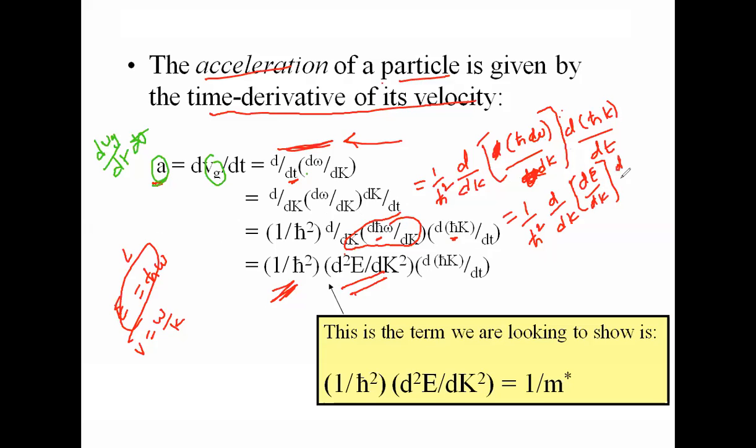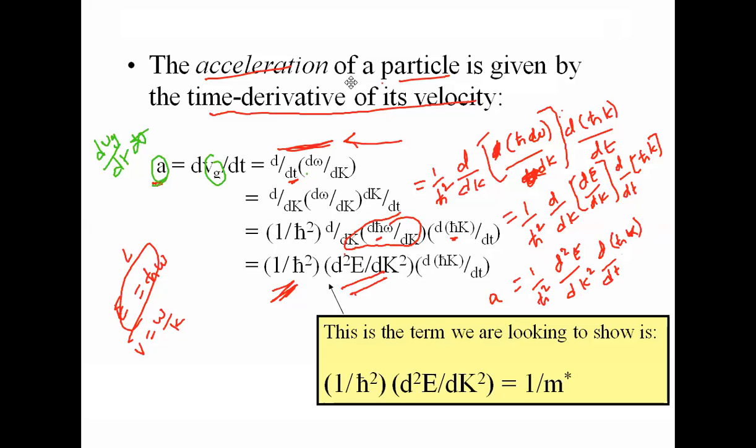Then d by dt of h cross k. Note down. So now again I can write it as 1 by h cross square d square E by dk square. Then d by dt of h cross k. So did you understand this? Yes sir, kind of a little. But it's very important when you're going for higher education, you should know this stuff.